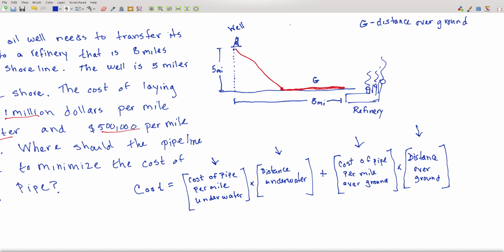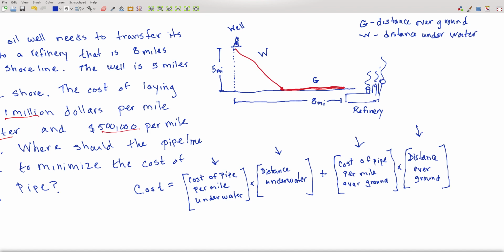And let's call the distance here from the oil well to this pipe, this part of the pipeline that's underwater, I'll call that W. W represents the distance under water. Yes?